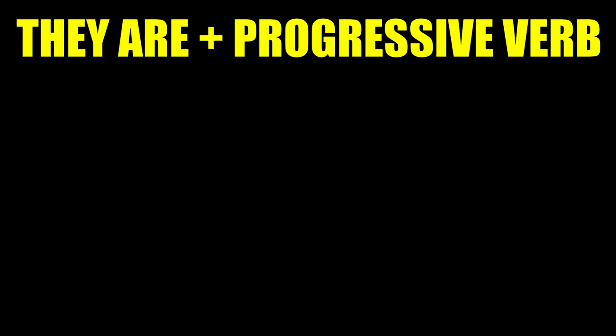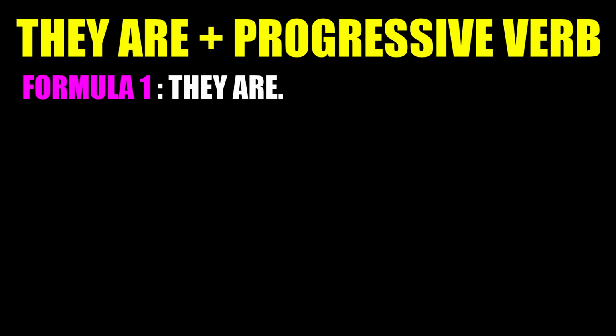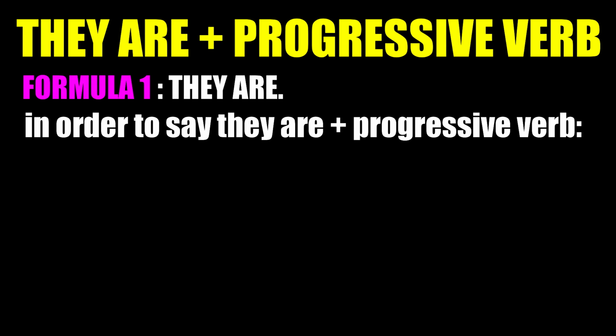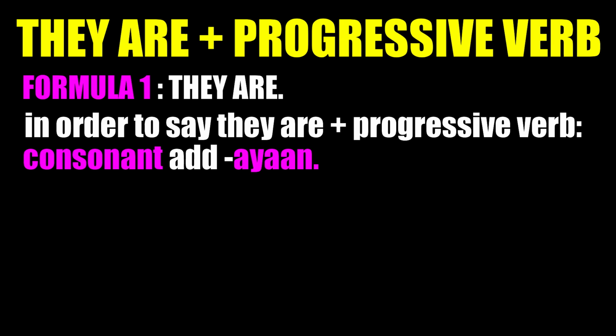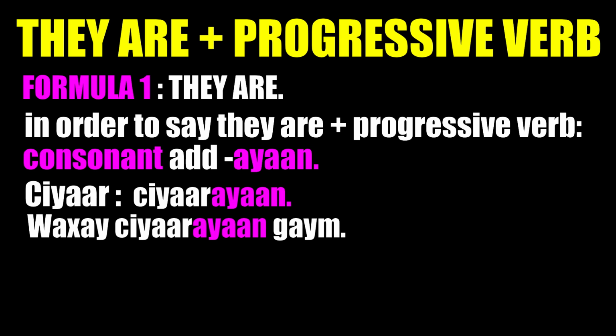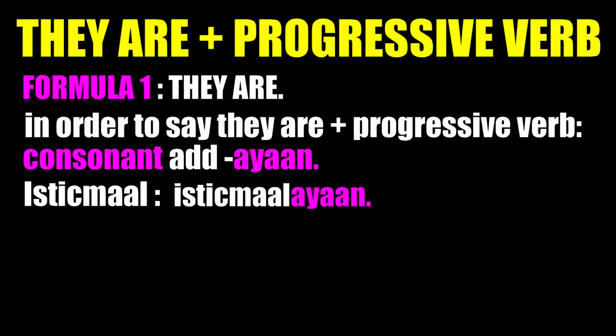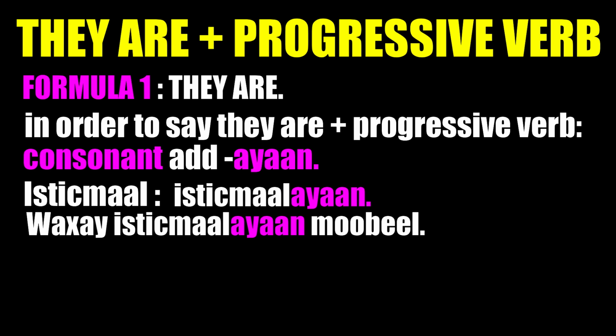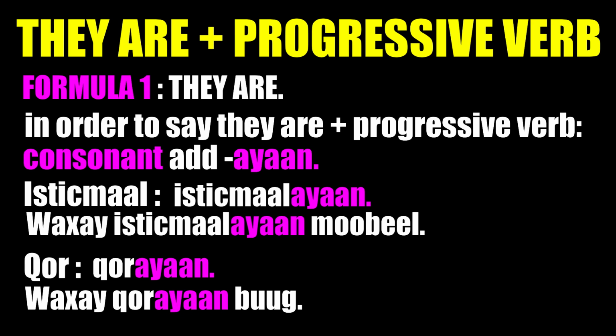So now, let's learn they are plus progressive verb. In order to say they are plus progressive verb, we need to add ayaan at the end of every verb ends with consonants. For instance, ciyaarayaan. Waxay ciyaarayaan game. They are playing game. Isticmaalayaan. Waxay isticmaalayaan mobile. They're using a mobile. Qorayaan. Waxay qorayaan book. They're writing a book.